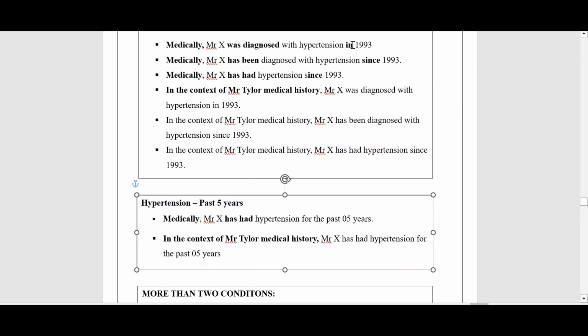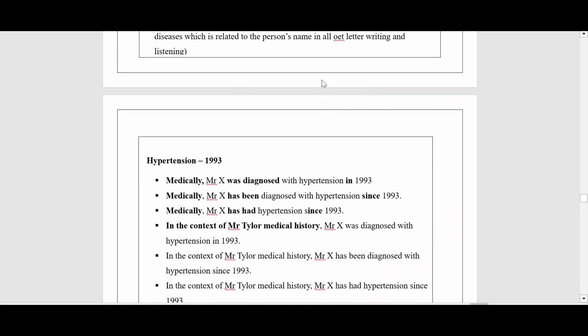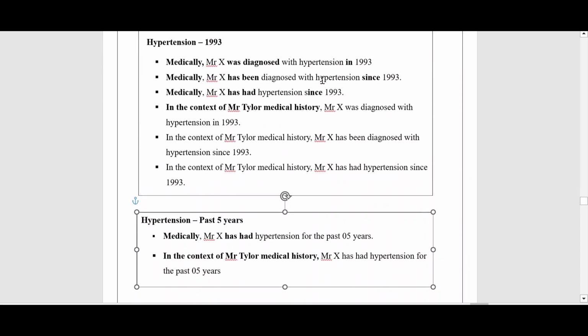If the year is mentioned, not how many years, if when the diagnosis was done is mentioned, then you can write since. Okay, this you can write.